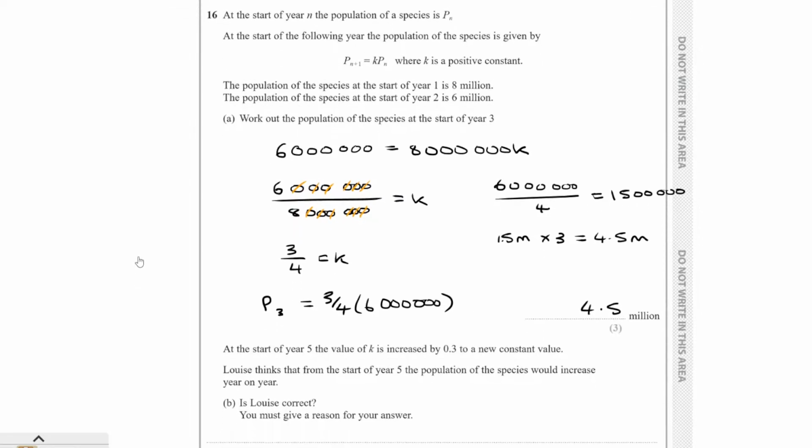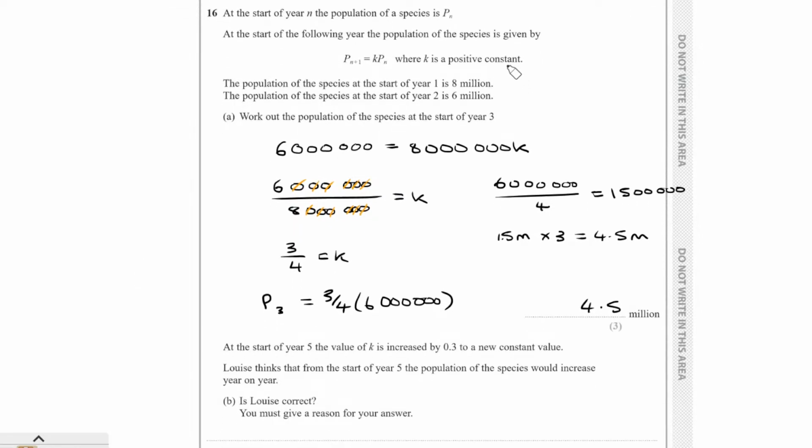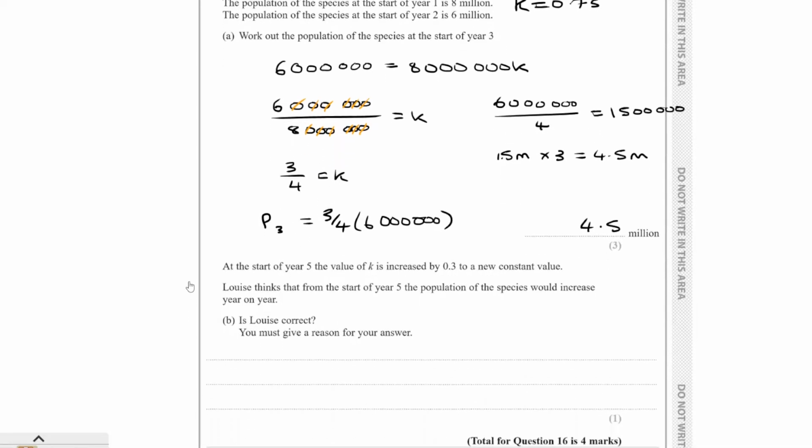So k is 3/4, or as a decimal, 3/4 is the same as 0.75, isn't it? So that's helpful to know for part B. They then said at the start of year 5, the value of k is increased by 0.3. That's why I've put k in terms of 0.75, so we have both decimals. I'll write it down here as well. k was originally 0.75. We've added 0.3 to get a new constant value.